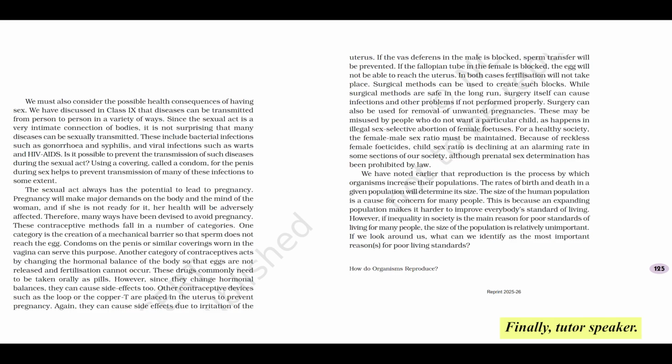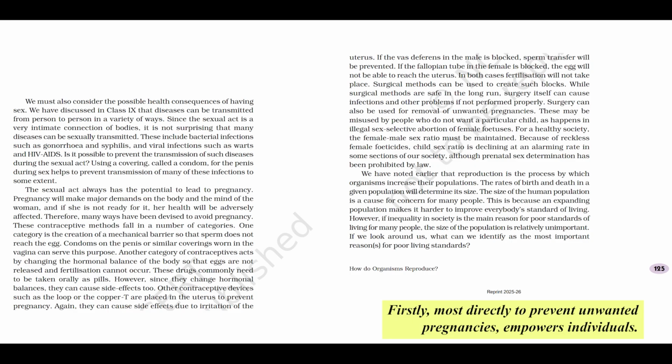Clear. Finally, tutor, what are the main reasons why people adopt contraceptive methods? Certainly, the main reasons revolve around responsible family planning and reproductive health. Firstly, most directly, to prevent unwanted pregnancies, which empowers individuals. Secondly, it enables planning families, deciding when and if to have children. Thirdly, it facilitates spacing births, allowing maternal recovery and resource focus on existing children. Ultimately, it contributes to the health and well-being of the mother and existing children, avoiding strain from unplanned pregnancies. So it's about empowerment, planning, spacing, and health. Crucial aspects: planning, spacing births, preventing unwanted pregnancy, overall health.